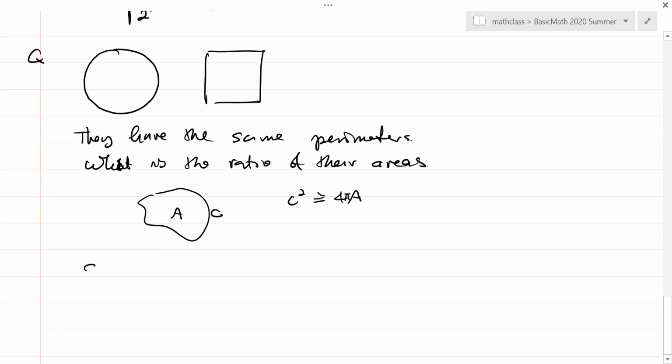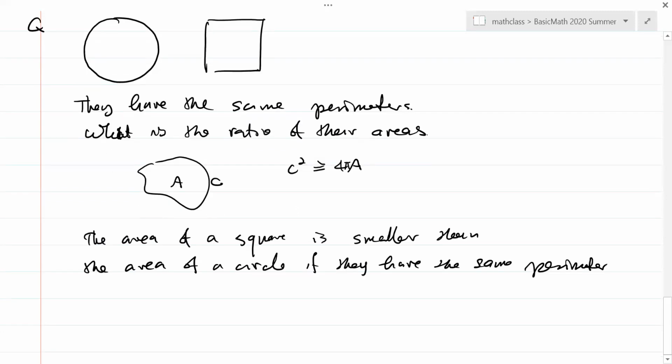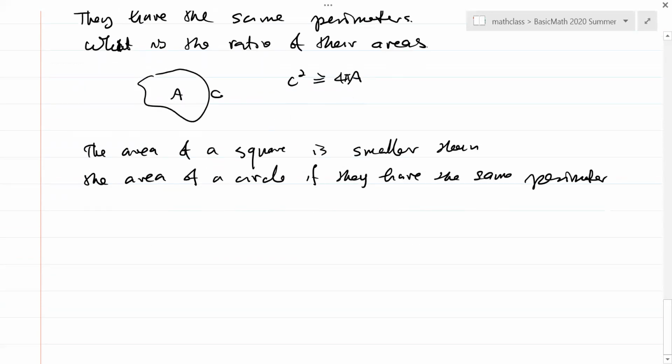Okay. So the area of a square is smaller than the area of a circle if they have the same perimeter. Okay, we can see that. And how do you compare them?